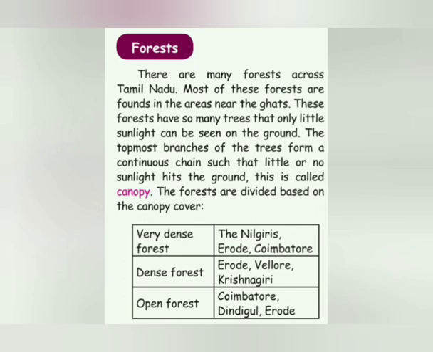Based on the canopy cover, how it is covering the forest area, we can classify them into the following categories. They are very dense forest, dense forest and open forest. Very dense forests are found in districts like Erode, Coimbatore and Nilgiris. Dense forests are seen in Erode as well, Vellore and Krishnagiri. An open forest is seen in Coimbatore, Dindigul and Erode districts.